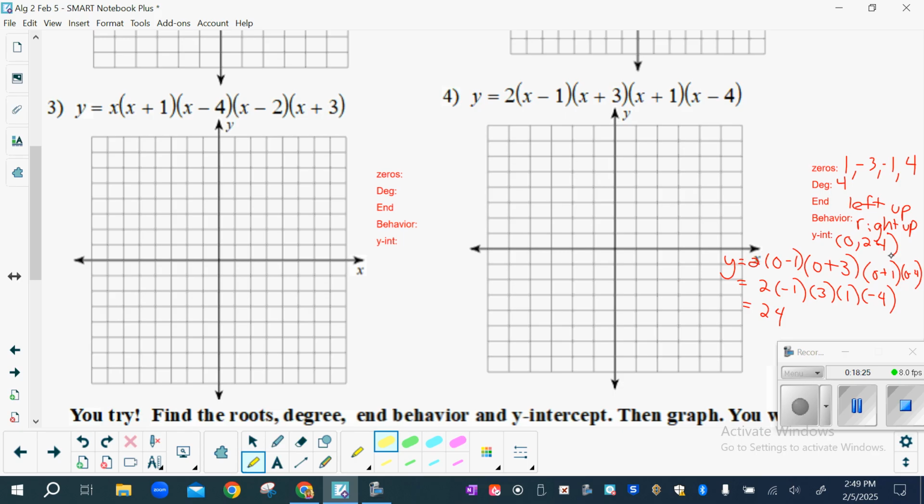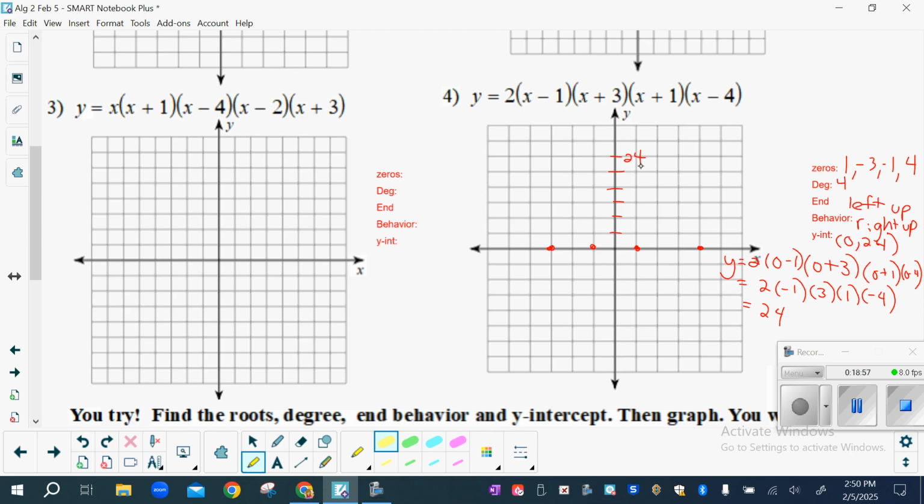Okay, so graphing those points. 1, -3, -1, and 4. I'm graphing my zeros. And I need to put a y-intercept there. So I'm going to go by 4 again. Please label your y-intercept if you have to put a y-intercept there that's not in increments of 1.